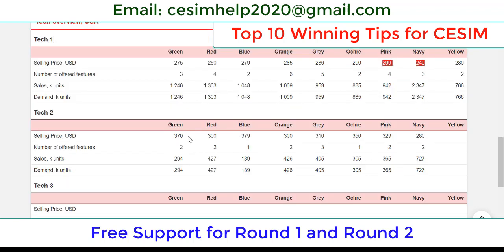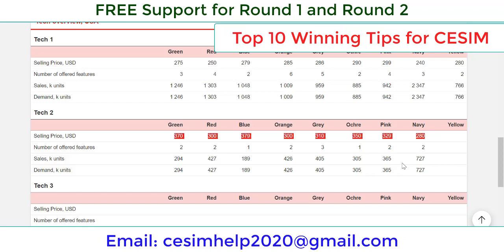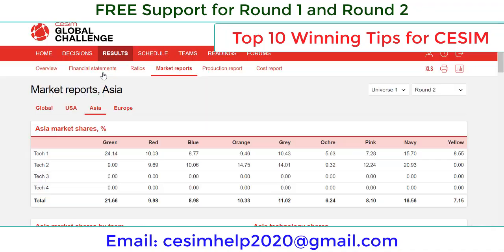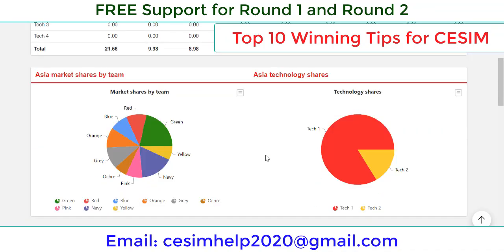Also we check Tech 2, where the demand is still quite low in round 1. I will show you the chart later. We also see the price range here and the number of units we sold from last round for the USA market. It's very important to check this number for all 3 markets.